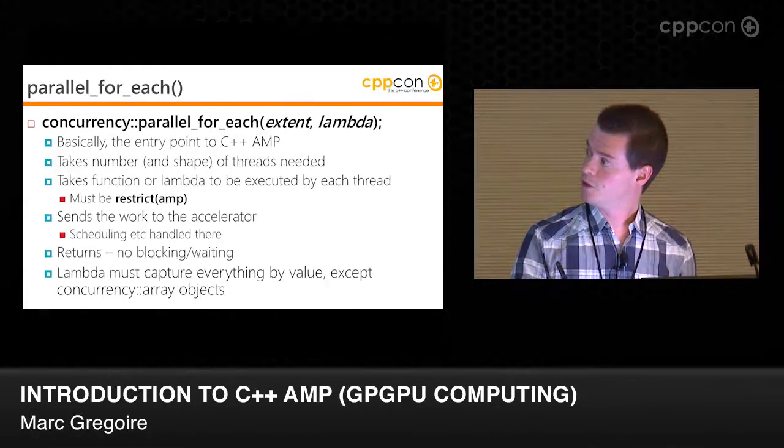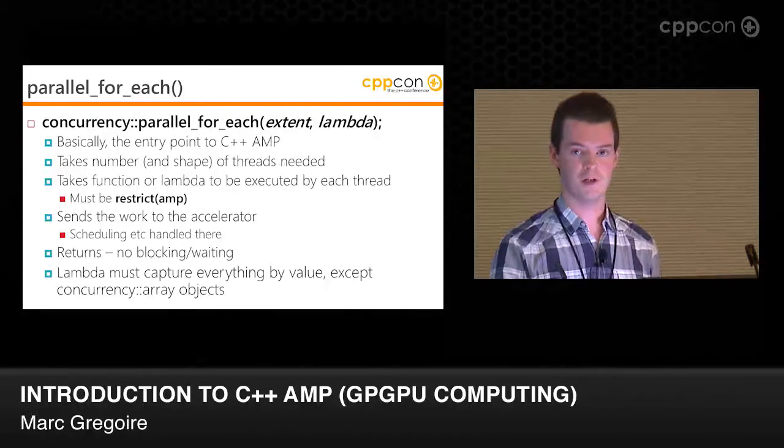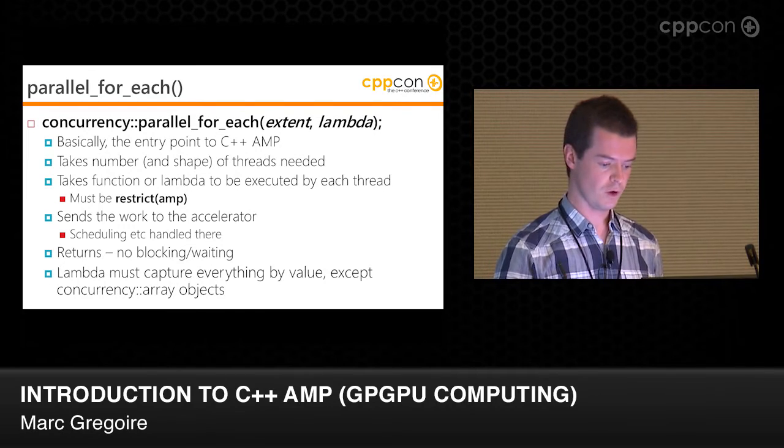Because it's non-blocking, you have to remember that the lambda that you pass in has to capture everything by value, except for concurrency array objects, which have to be captured by reference.